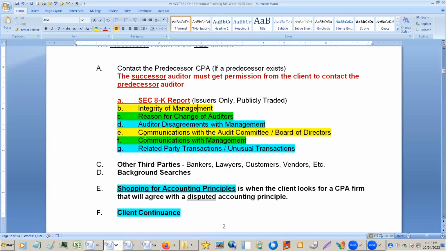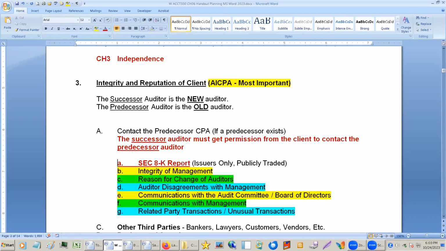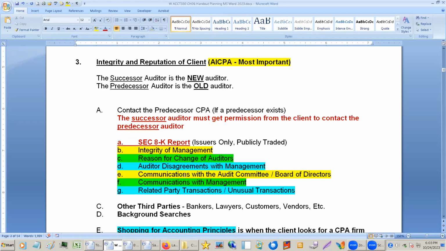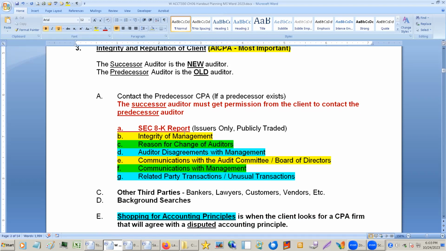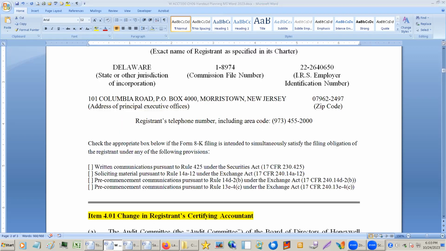So today, I know what I wanted to show you. First of all, this is from last class, Chapter 6 handout. And we talked about when you're getting a client and you're talking to the old auditors, the kinds of things that you look for, talk to them about. But I also mentioned this 8K report, and I actually have one. It's an old one.